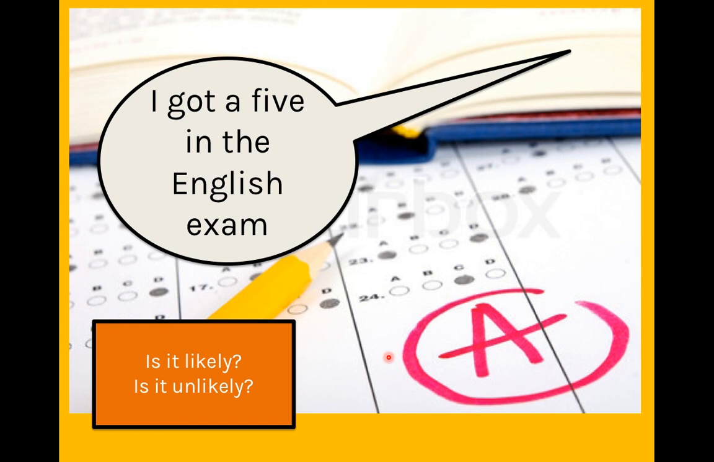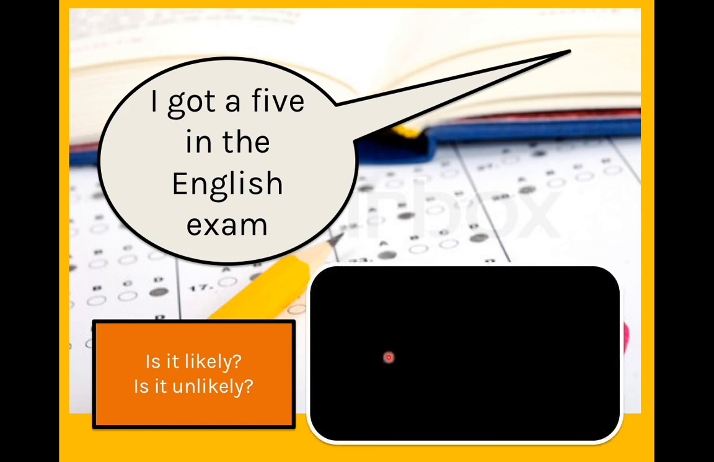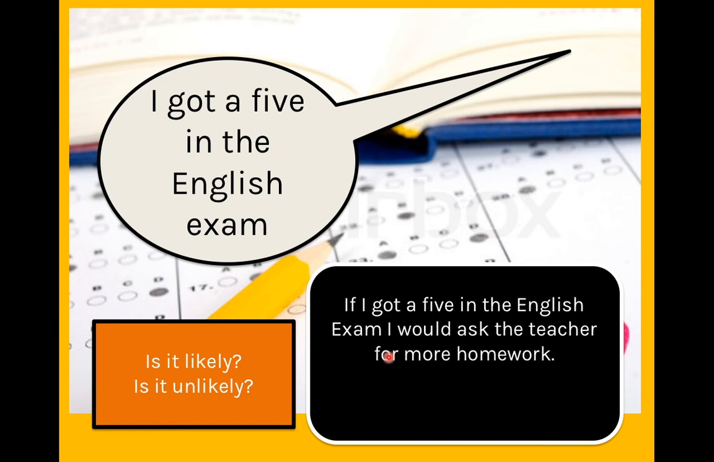So let's make sentences in the second conditional. Let's say that it's unlikely. It's still very difficult to get 5 in English exams. So let's see one sentence in which getting a 5 in the exam is the condition. If I got a 5 in the exam, I would ask the teacher for more homework.